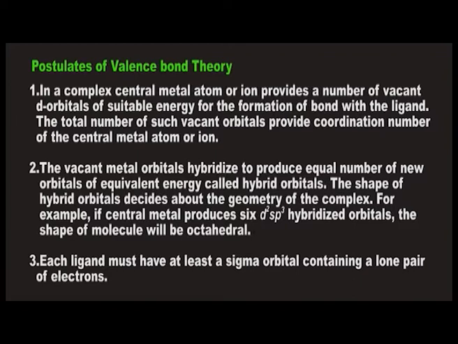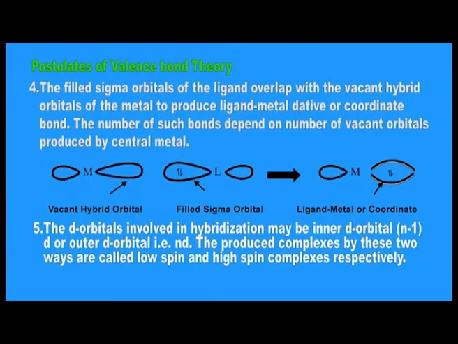The third postulate is, each ligand must at least have a sigma orbital containing a lone pair of electrons. The fourth postulate is the filled sigma orbitals of the ligand overlap with the vacant hybrid orbitals of the metal to produce a ligand-metal dative or coordinate bond. The number of such bonds depends on the number of vacant orbitals produced by the central metal.